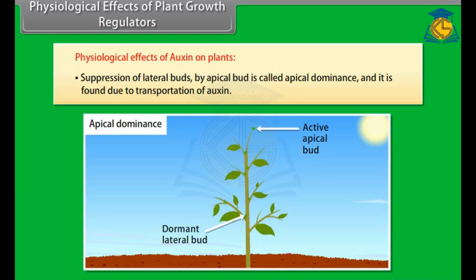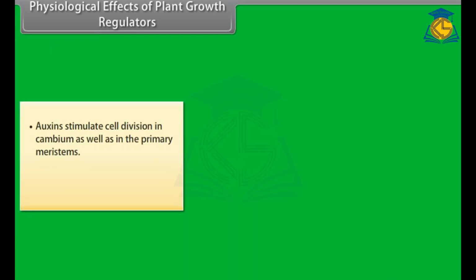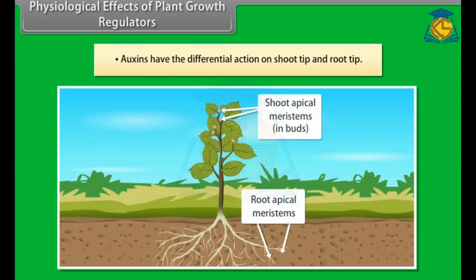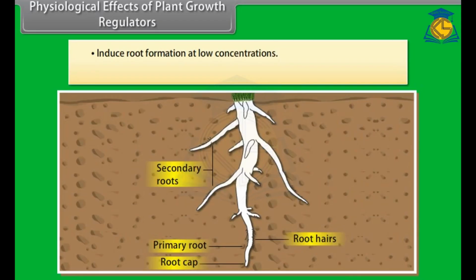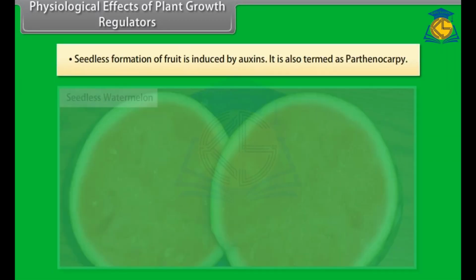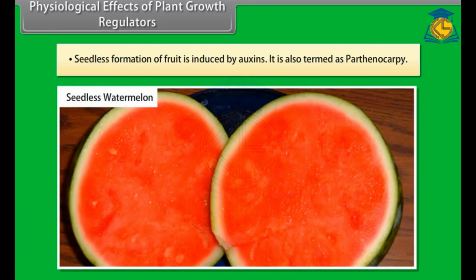Suppression of lateral buds by the apical bud is called apical dominance, and it is due to transportation of auxin. Auxin stimulates cell division in the cambium as well as in the primary meristems. Cell elongation is an important role played by auxins. Auxins have differential action on shoot tip and root tip. They induce root formation at low concentrations. They prevent leaf fall by suppressing the formation of the abscission layer. Seedless formation of fruit is induced by auxins. It is also termed parthenocarpy.